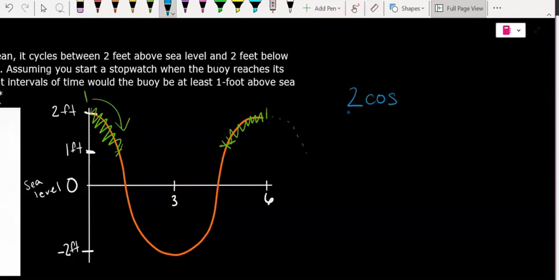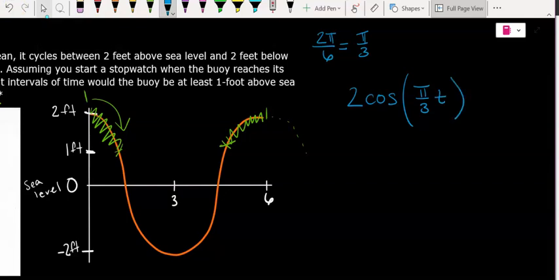It doesn't start at a minimum, so it's a positive 2. My period is 6 seconds. So that means that I'm going to do 2 pi divided by my period, which is 6. And this is going to reduce down and get me pi over 3. So that's what my b value is. So I have pi over 3 x. Well, I'm not going to use x. We're going to use t.